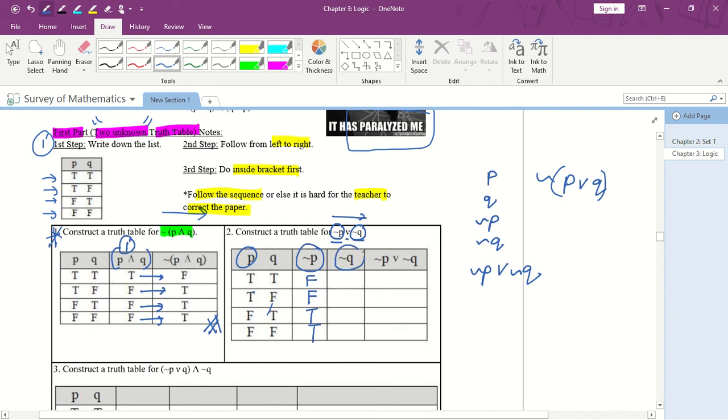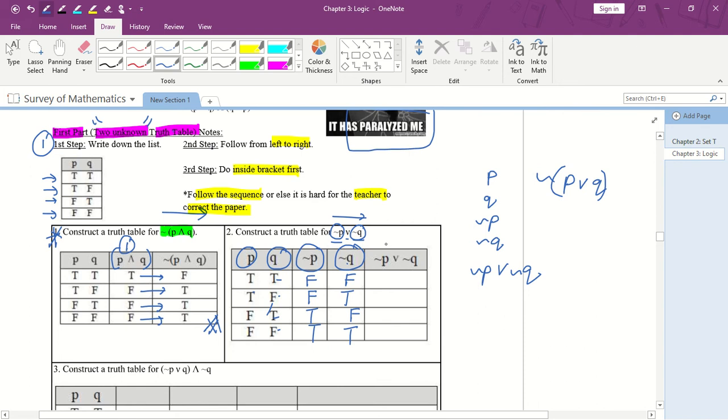What is negation Q? So, negation Q, we only look at Q. True becomes false, and false becomes true.